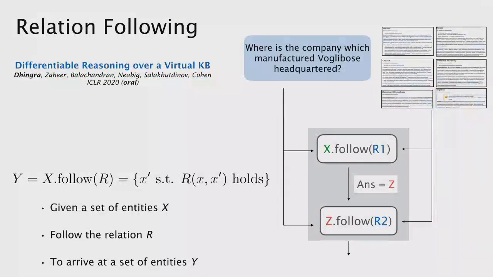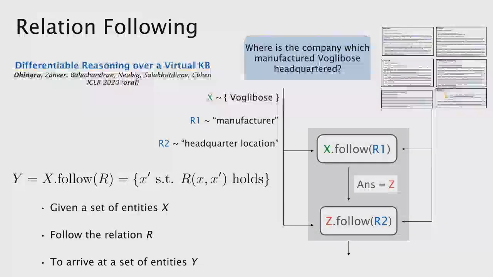Now, suppose I have such an operation implemented against my text corpus. Then to answer this question, I can proceed in the following steps. I can identify a starting set of entities X, which in this case is just a singleton, the chemical Vogelibos. Then I derive two relations which I need to follow starting from that entity to arrive at the answer. Relation 1 is the manufacturer relation, and relation 2 is the headquarter relation. Once I derive these three things, I can apply my relation following operation twice in a compositional manner to arrive at the answer. The key thing I'm going to describe is an implementation of this operation against the text corpus, and the key idea is that we can do this in a differentiable manner. We can derive these things implicitly in a soft manner, apply our operation twice, and still backpropagate all the gradients from the answer to the starting question, so we train these three things in an end-to-end manner.